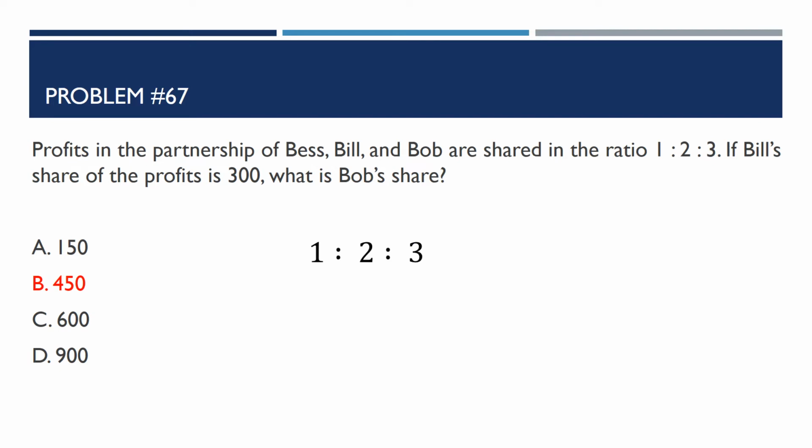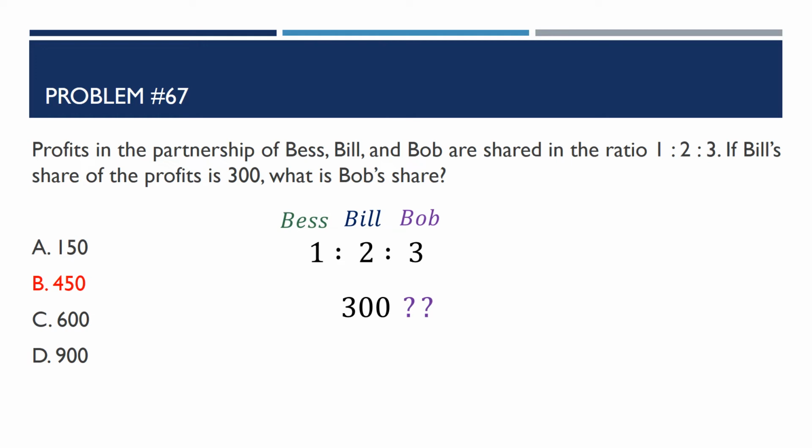So first, we're going to put the ratio given, 1:2:3. This is for Bess, for Bill, and for Bob. So what's given is Bill's profit, that is 300, which is represented by the 2 units. And what we're going to look for is Bob's profit or share.